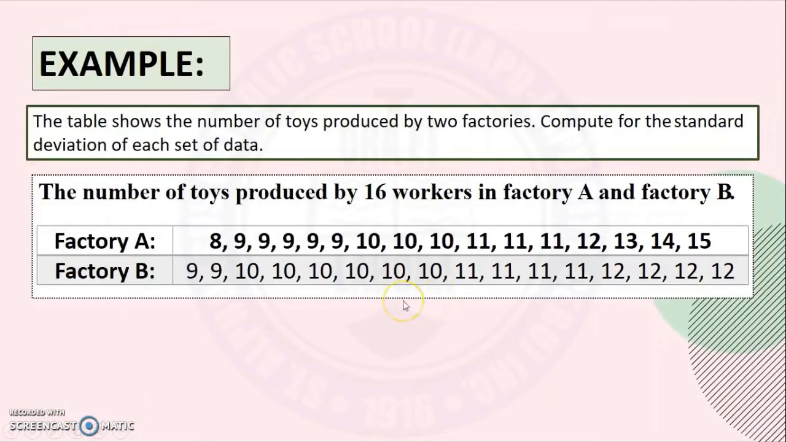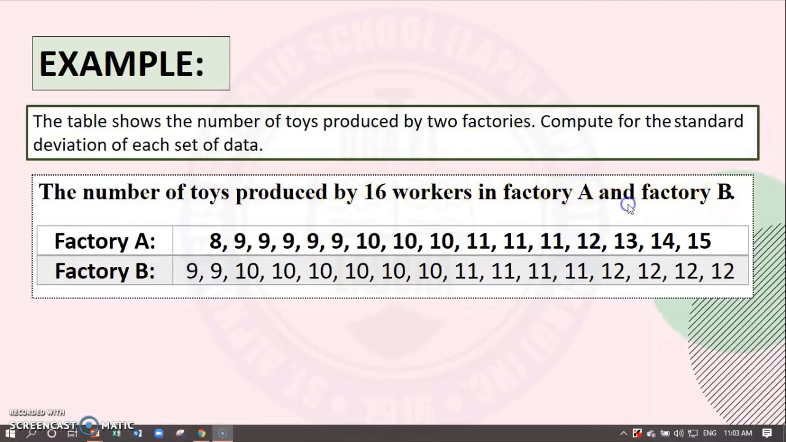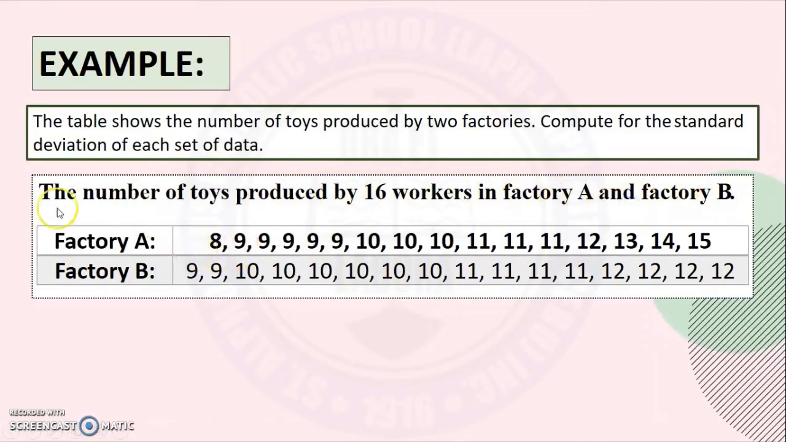So again, here is our example. It is a table that shows the number of toys produced by two factories. Let's compute for the standard deviation of each set of data. So again, this is our given example, the number of toys produced by 16 workers in factory A and factory B. Now let's solve first for the standard deviation of the first factory, factory A.